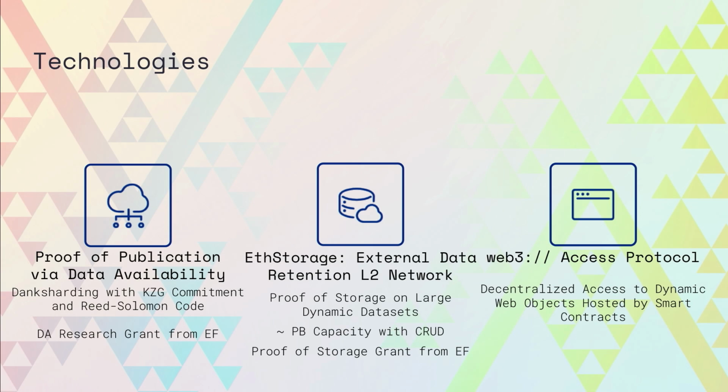Once the data is available on chain, the next step is how we are able to store this data in an off-chain network or layer 2. This is the proof of storage on large dynamic datasets, another research that we are working on with Ethereum Foundation grant support, so that we are able to support petabyte capacity with rich semantics in terms of CRUD: create, read, update, and delete.